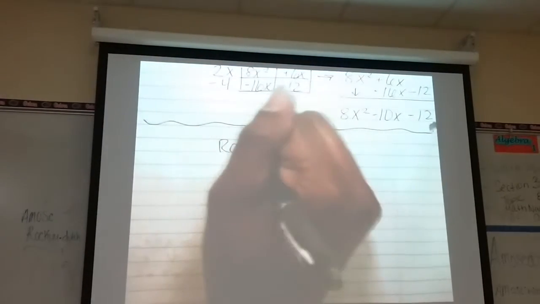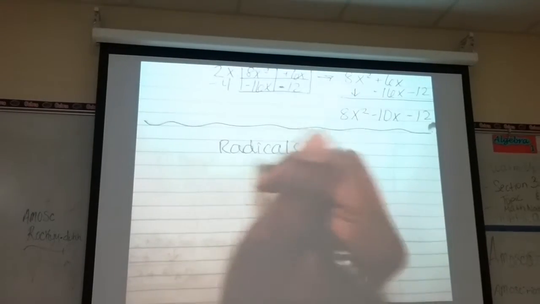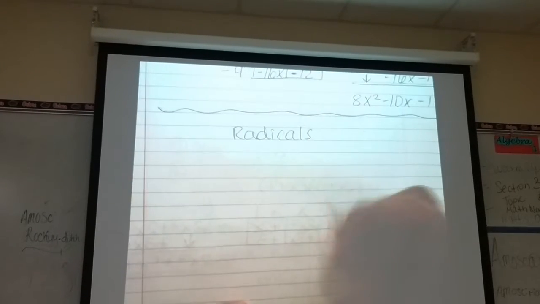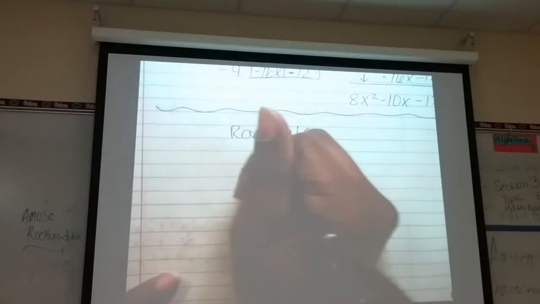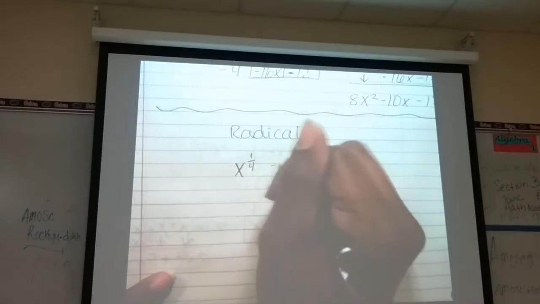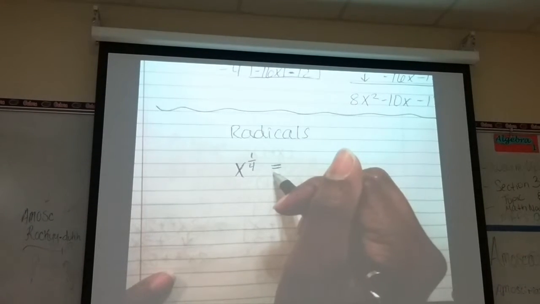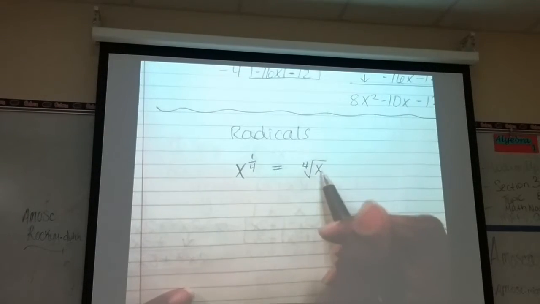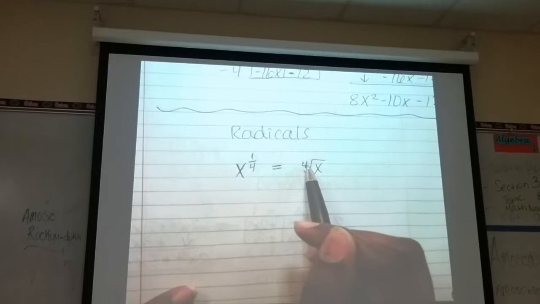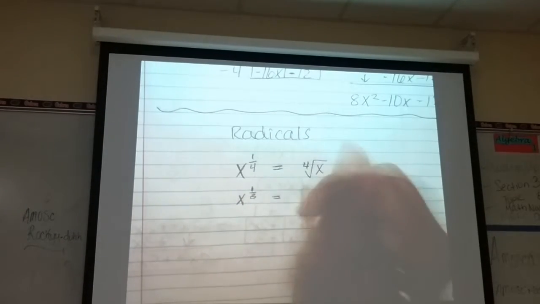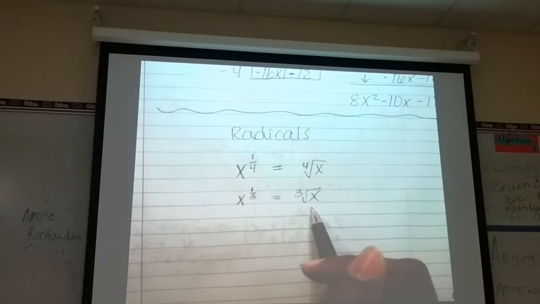Let's review radicals. If you remember a few weeks ago, I did what is my alias? What am I also known as? So if you have a radical that looks like this, this is also the same thing as x to the 1/4. Whatever's on the bottom goes on the outside of the radical. No matter what your number is, whatever's on the bottom of that fraction goes on the outside of the radical.